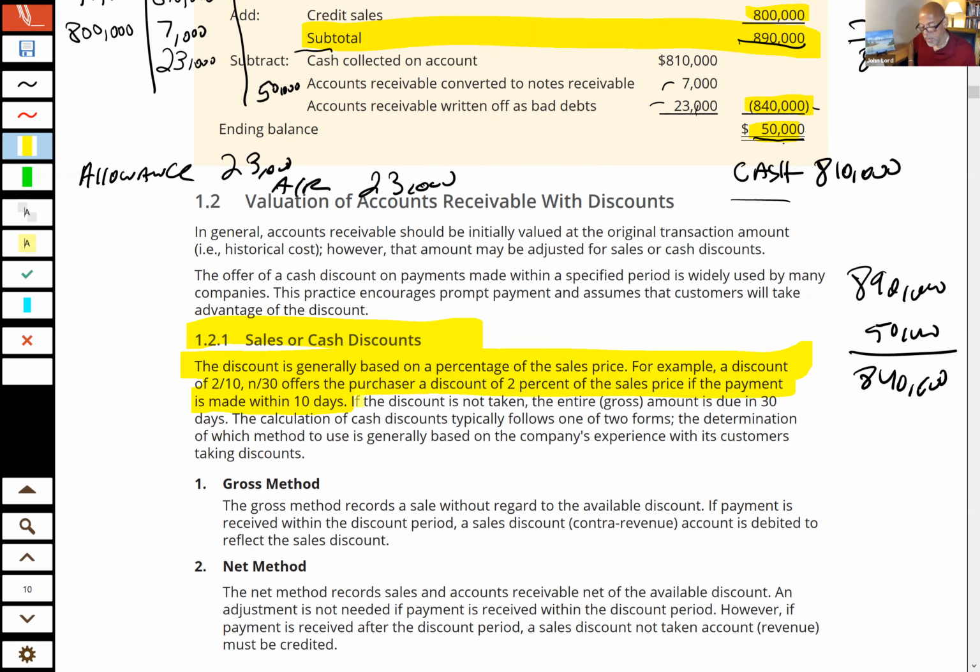1/10 net 45 means what? You get a 1% discount if you pay in 10 days. Otherwise, you have to pay the whole amount in 45 days. I think you know that.